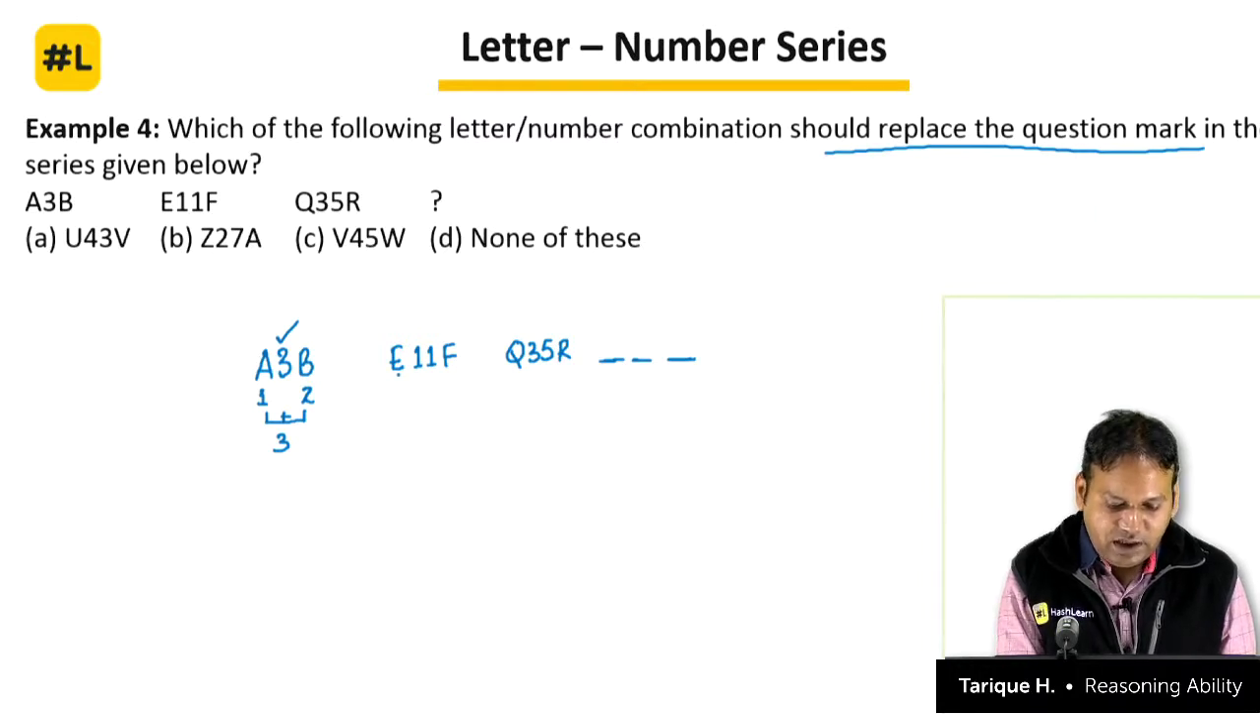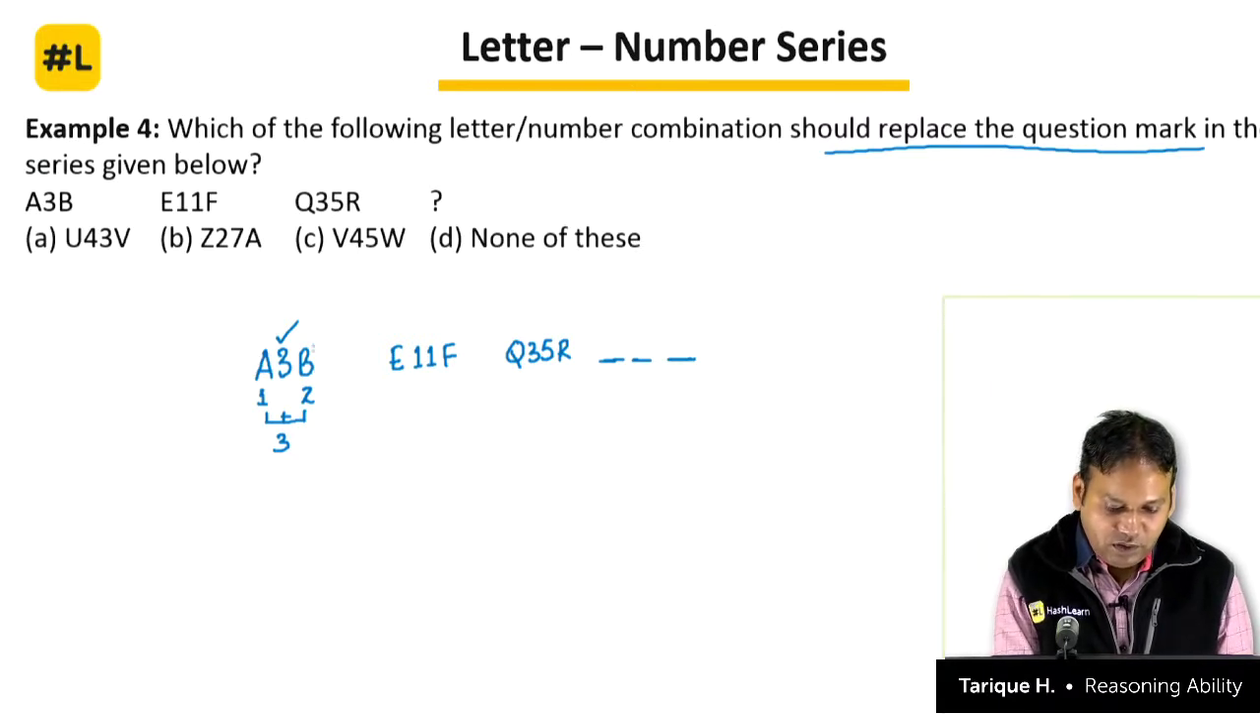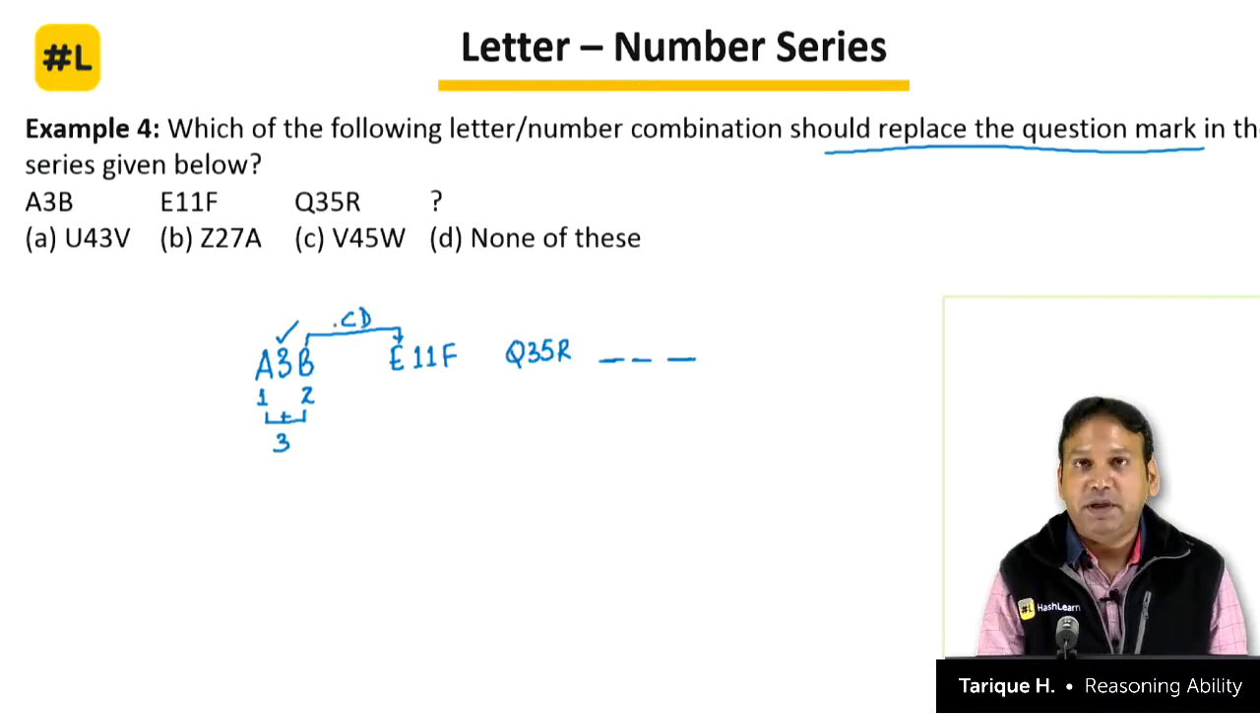And why do we have E here? Is it random or is there some logic behind this? Okay. We are going 3 places actually, B, C, D. So we are going plus 3. B, we go plus 3.